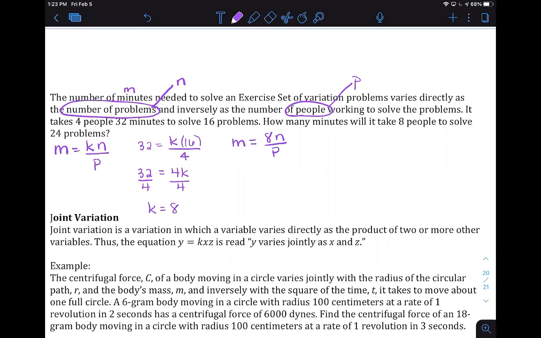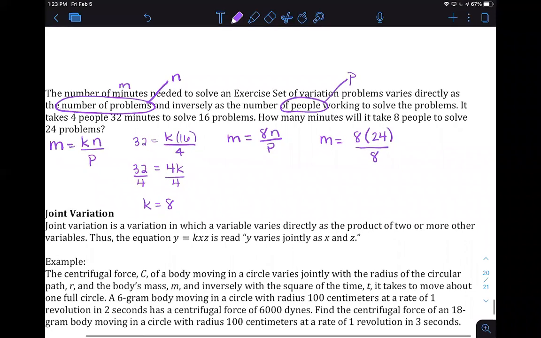Then we can answer the question, how many minutes will it take 8 people to solve 24 problems? So m equals 8 times, let's see here, the number of problems, it was 24, divided by the number of people, 8. Well, what's 8 divided by 8? 1. These cancel. So it's just going to be 24 minutes.